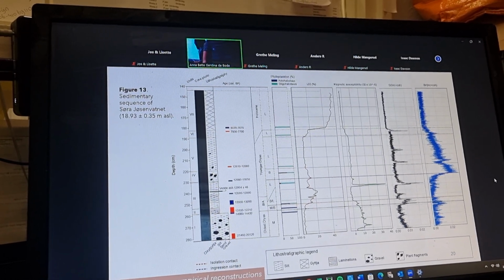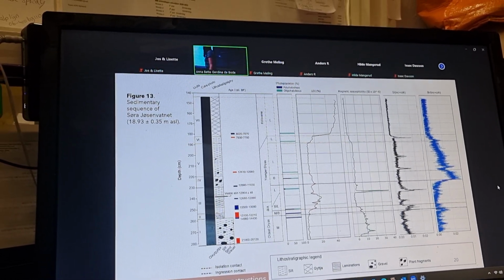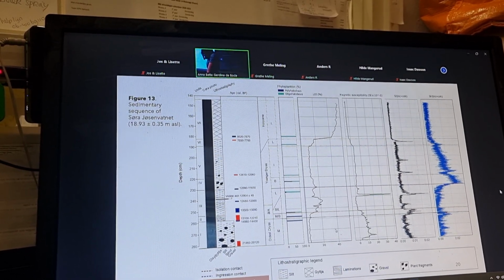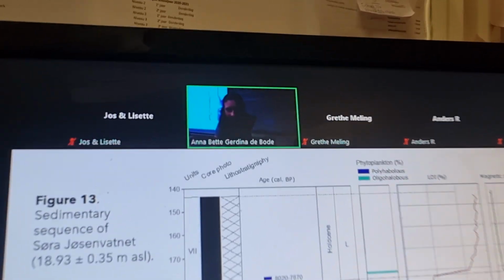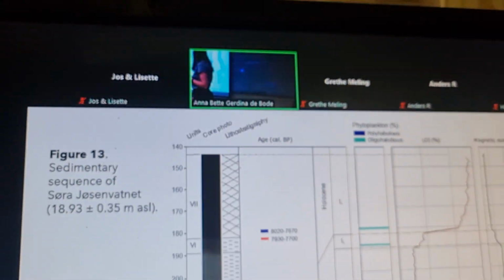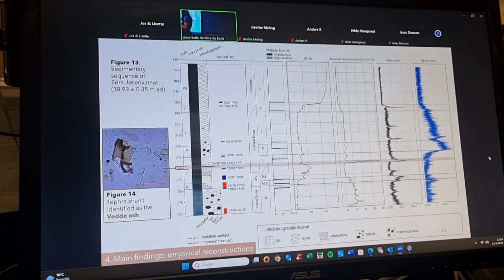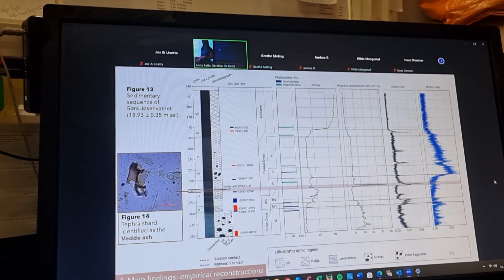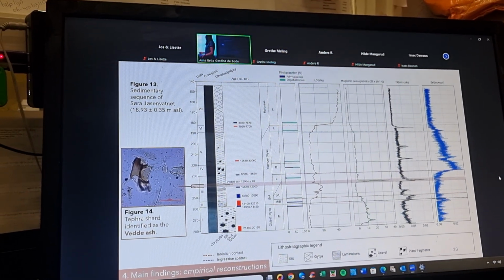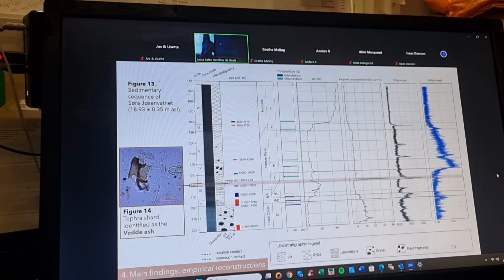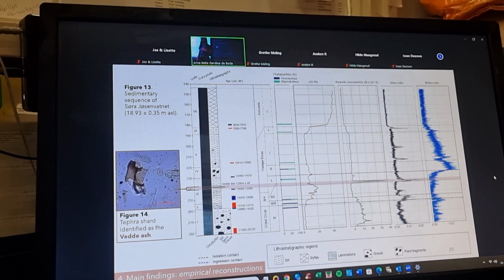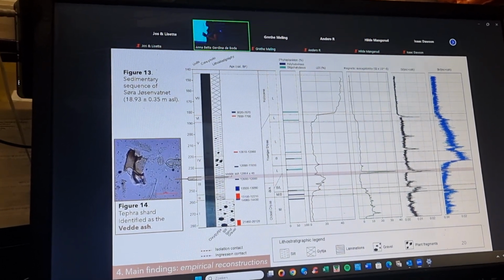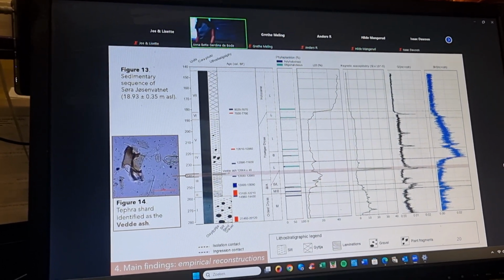What's very striking in this figure is this spike over here and here. This corresponds to a tephra layer that we found. A tephra layer is a layer of volcanic ash that gets distributed after a volcanic eruption. We identified it as the Vedde Ash, which is an Icelandic eruption that is very well dated. So this could serve as a very good dating marker in the age-depth model.